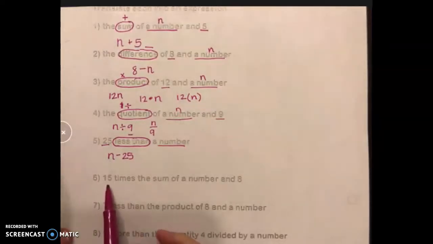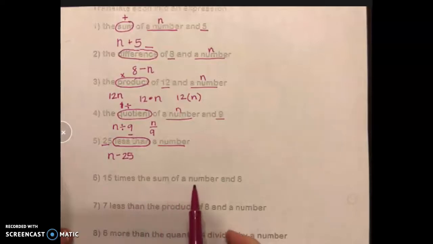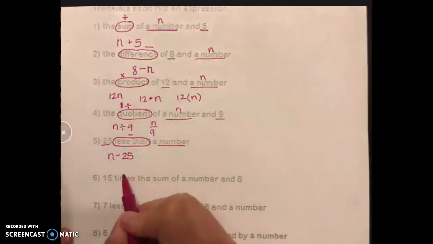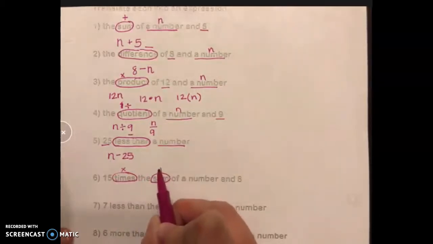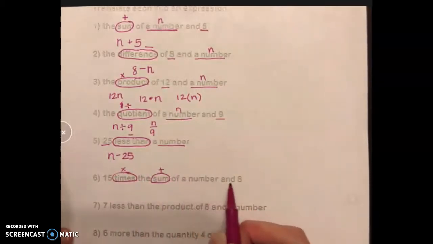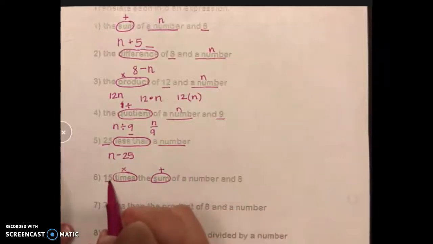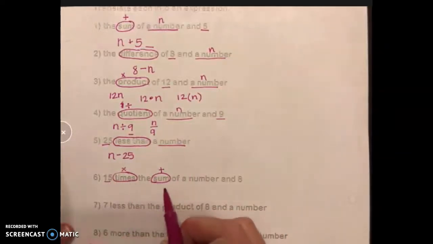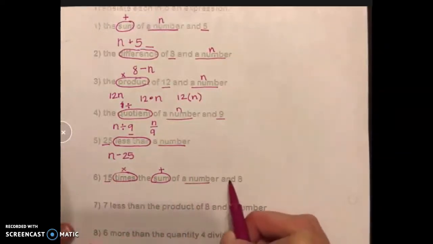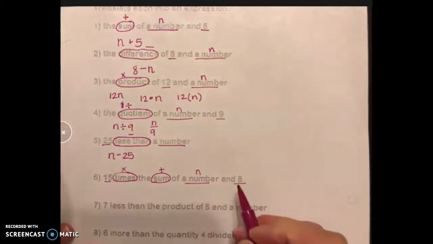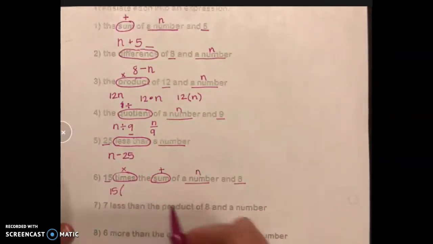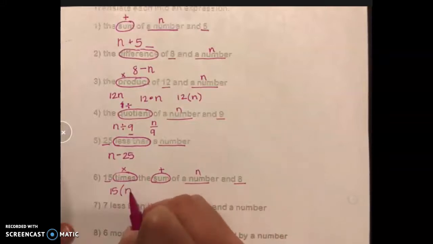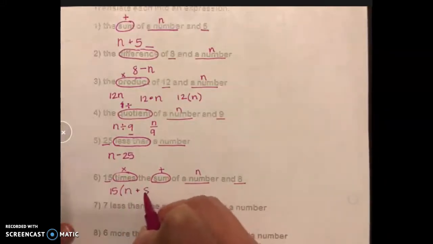So number 6, 15 times the sum of a number and 8. So let's just go back. So 15 times, we know we're going to do some multiplying. The sum, we know that's going to be adding. A number and 8. So let's figure out what our numbers are. So we have 15 multiplied by adding a number and 8. So we have 15, and we're going to multiply that by adding a number plus 8.